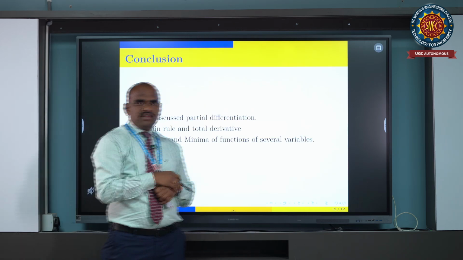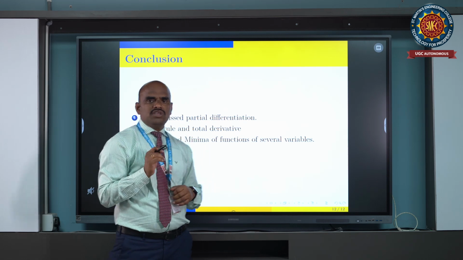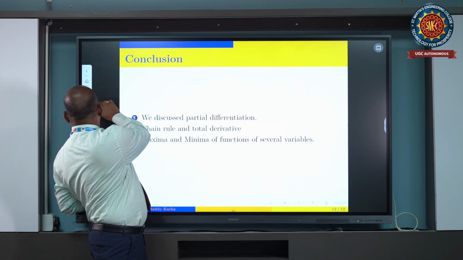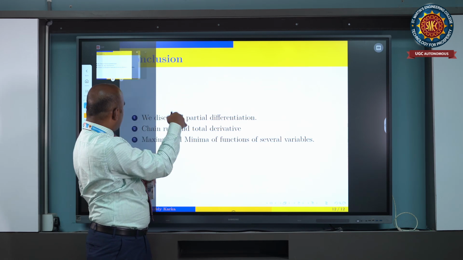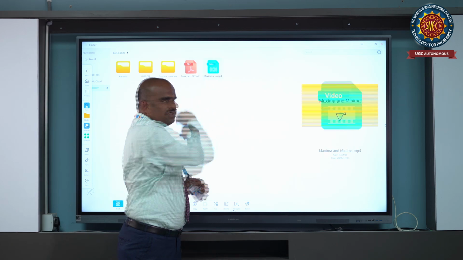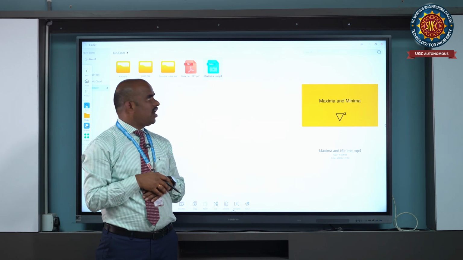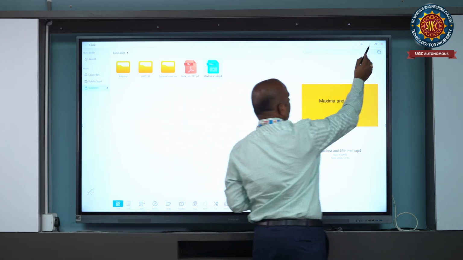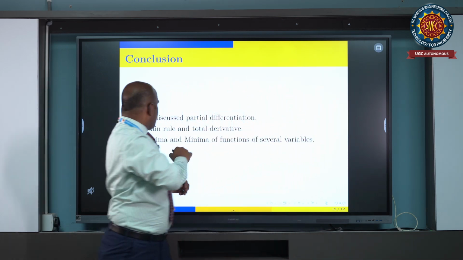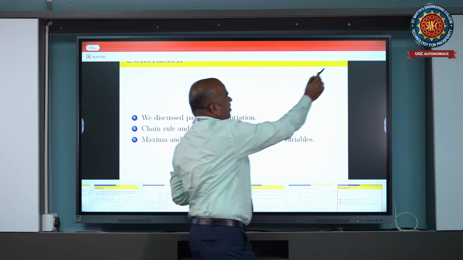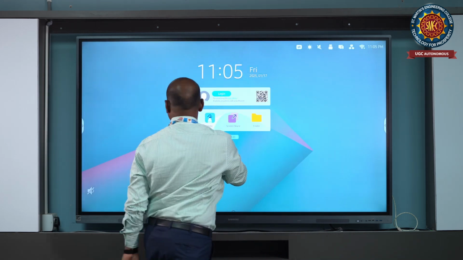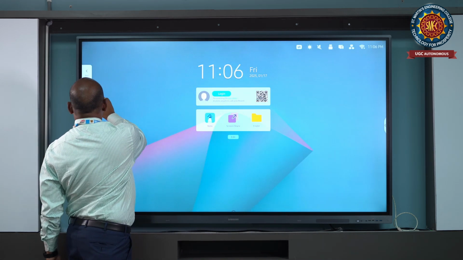Now I will explain how to find the maxima and minima of functions of several variables. So I will consider a video here, where I covered the maxima and minima of functions of several variables using the Lagrangian method of undetermined multipliers. Here, how to find the maxima and minima of functions of several variables using the Lagrangian.